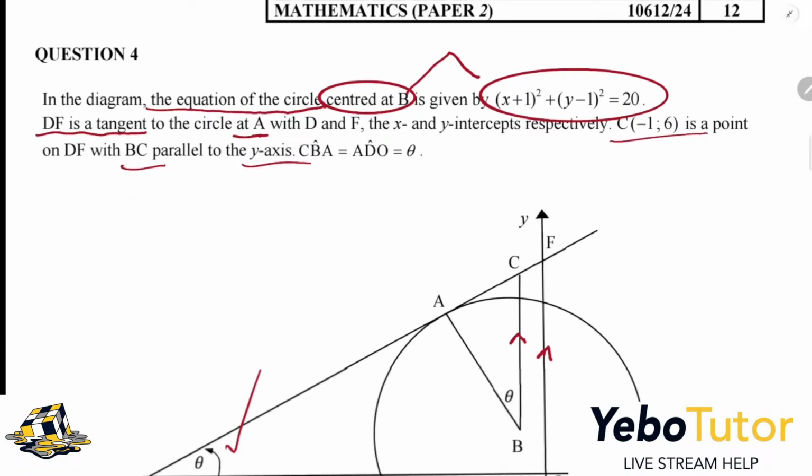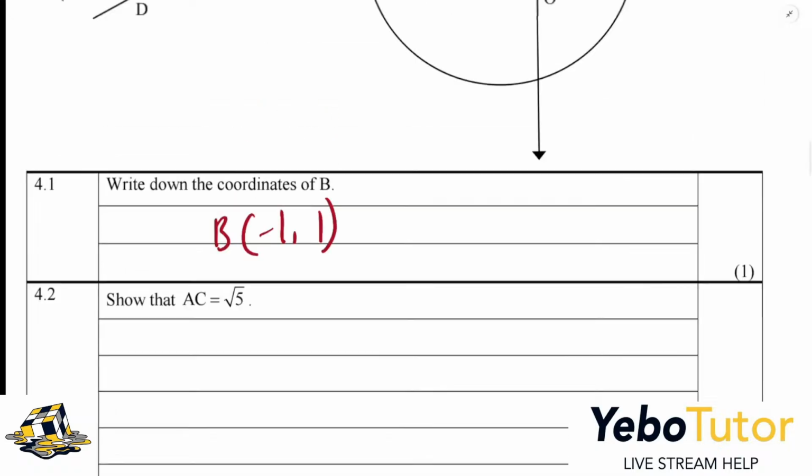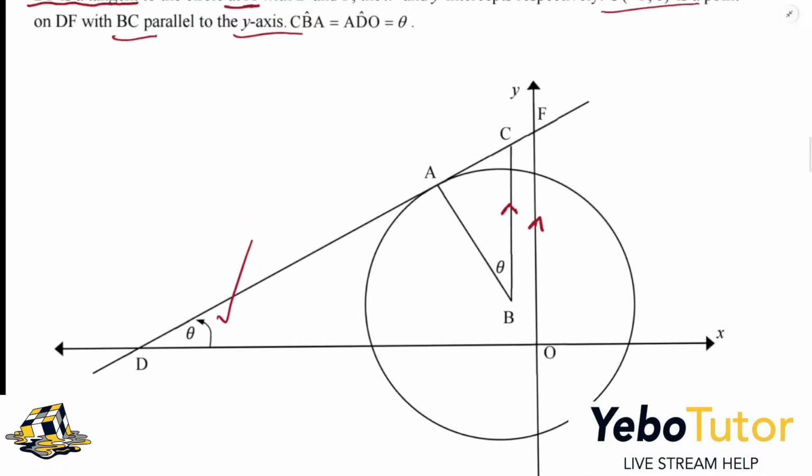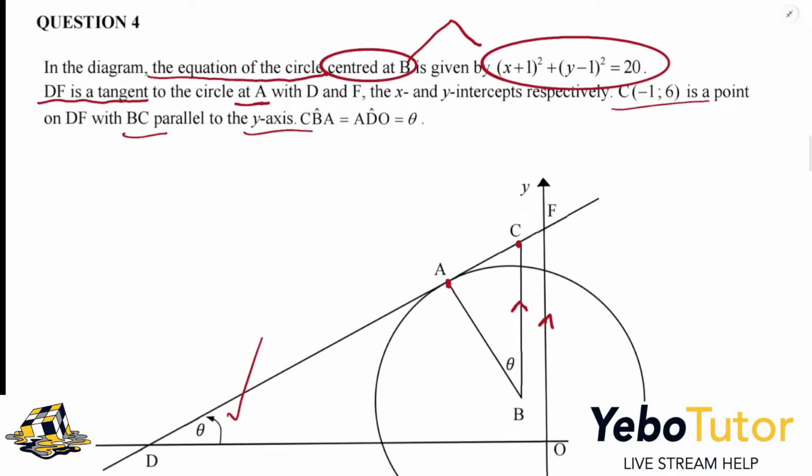Second question, show that AC is equal to square root of 5. How can we show that? Where is AC? AC is the line from here to here. Show that AC is equal to square root of 5. This means we need to be able to calculate that quick and fast. We can see that our BC can be equal to your 6 minus 1, is it? Let's check.